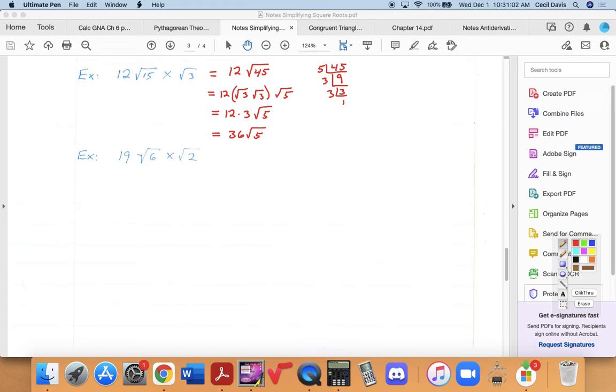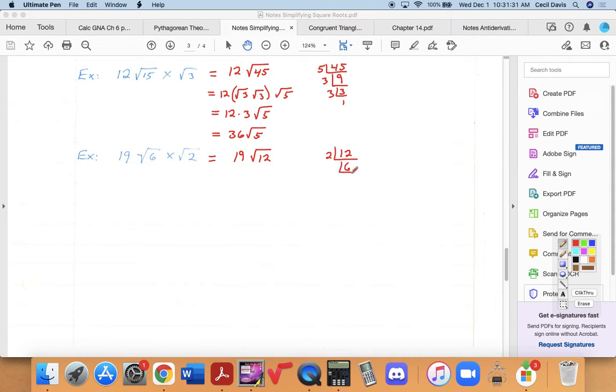Okay, so if we have two unlike square roots that we're multiplying together, we just multiply them together and then simplify if possible. So here, we're going to keep the 19. We'll multiply the square root of 6 times the square root of 2 and get the square root of 12. And then we'll simplify the square root of 12. What prime number divides evenly into 12? 2.